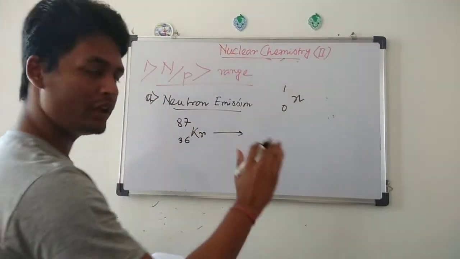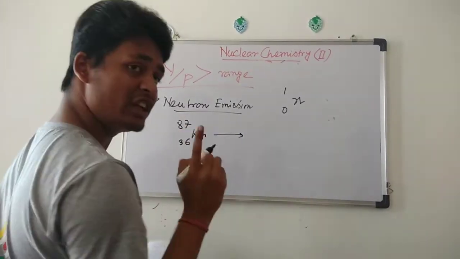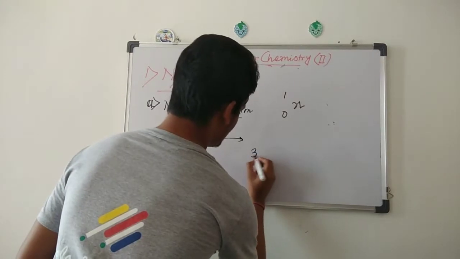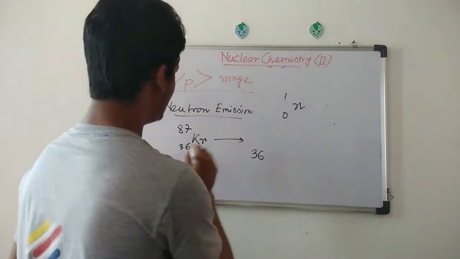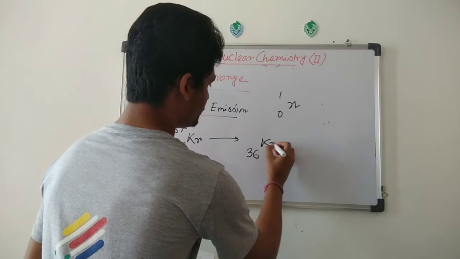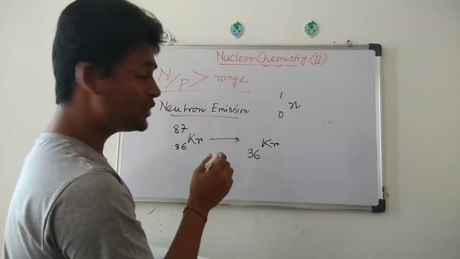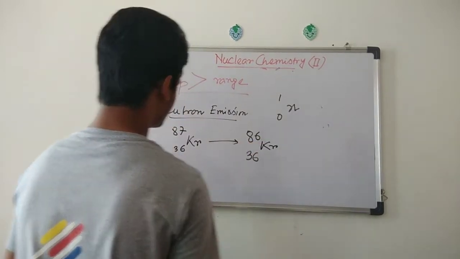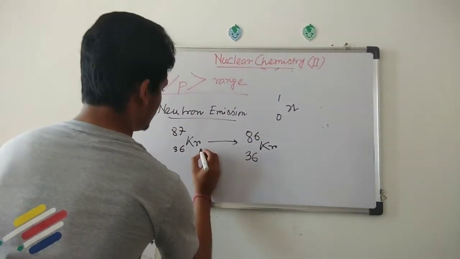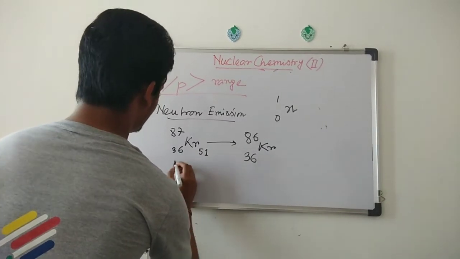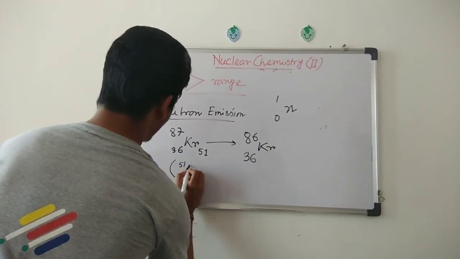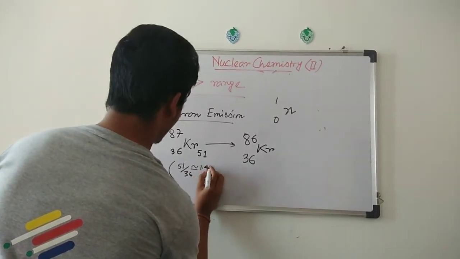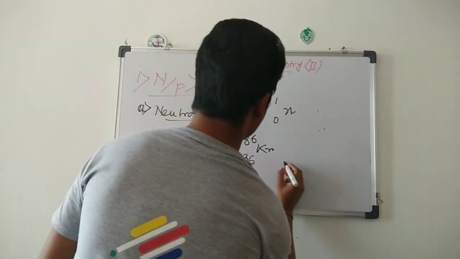If one neutron emits, the mass number will decrease by 1, but the atomic number will not change. So that will be 36. If the atomic number is not changing, the atom will obviously still be krypton, and the mass number will decrease by 1. It will be 86. Now, what is the neutron number? 51. So the N by P ratio will be 51 by 36, which is around 1.41.